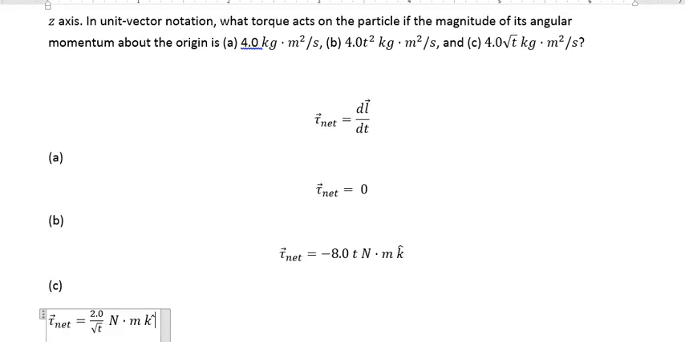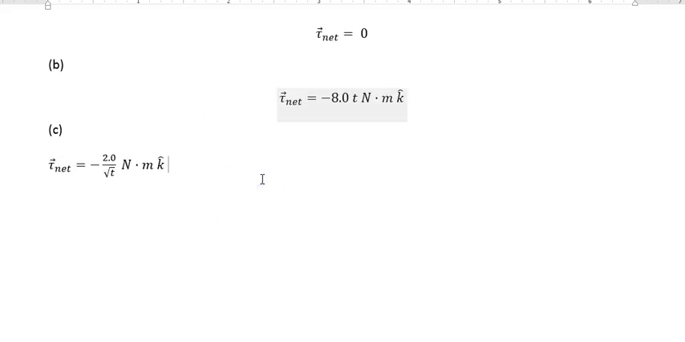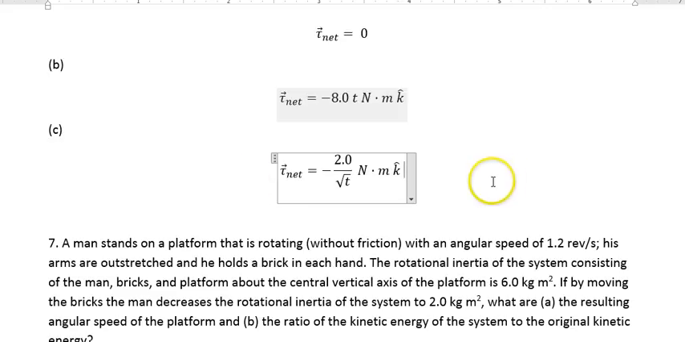Okay, again, the direction. It's in a k hat direction, but because we're going clockwise, it's the minus. And there you have it. That is the answer: tau equals 2 over square root of t, k hat, minus 2 over square root of t k hat. And that's it for problem 6.